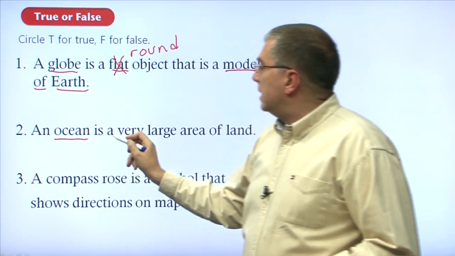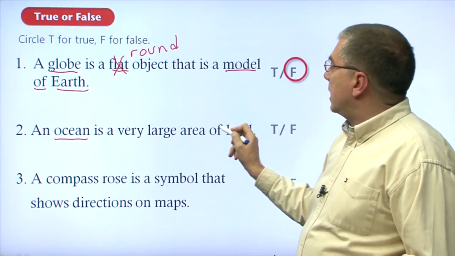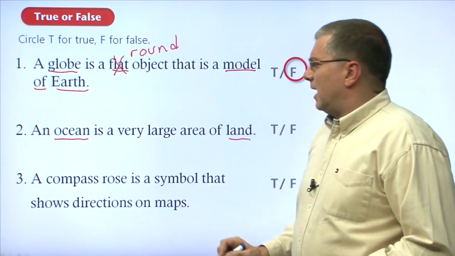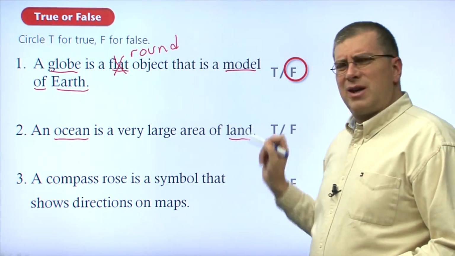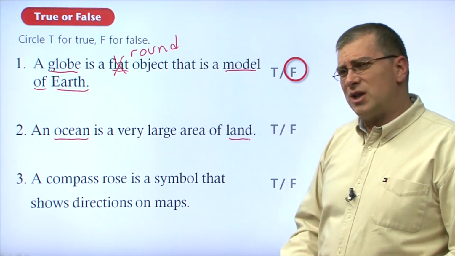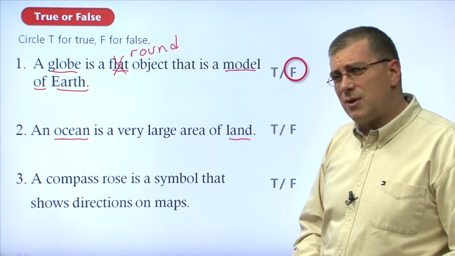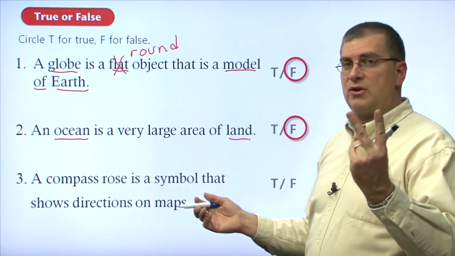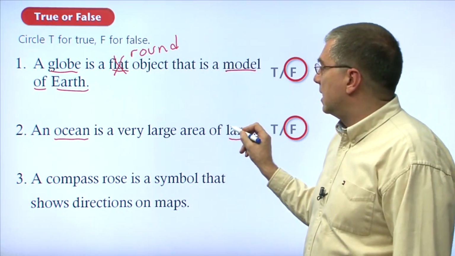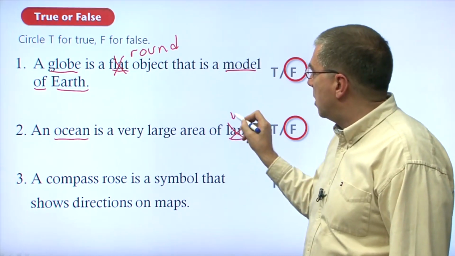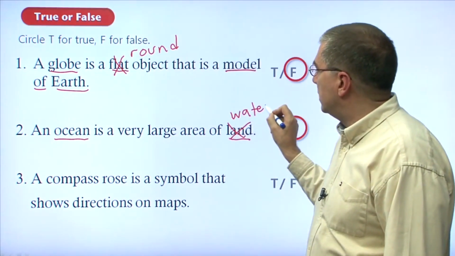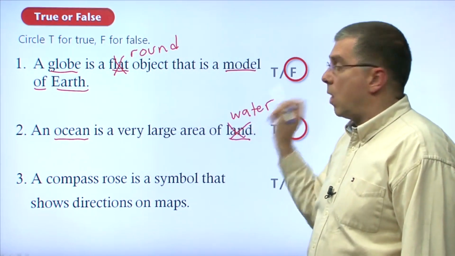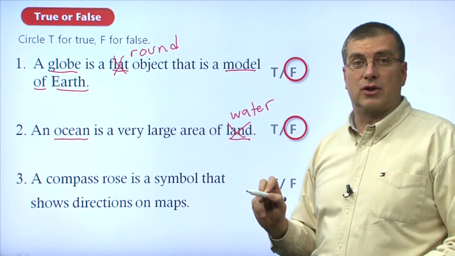Number 2. An ocean is a very large area of land? Does that sound right? Land? I don't know about that. An ocean is a very large area of land. An ocean is a hard surface? That doesn't sound right. That's false. How do we change it? Well, there's 2 ways. One way, we change land to water. And that would be true. An ocean is a very large area of water. Yes, that is correct.